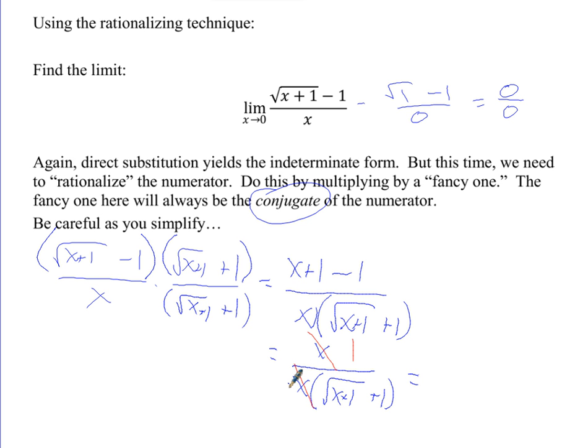So I'm going to rewrite the problem now in terms of what we have. The limit as x approaches 0 of 1 over square root x plus 1 plus 1. Once something has divided out, you can now take the limit. If you didn't divide something out in either of these methods that we have, then you still will have division by 0. Substitute in 0, and we have square root of 1 plus 1, which is 2, so it becomes 1/2. 1/2 is the answer.